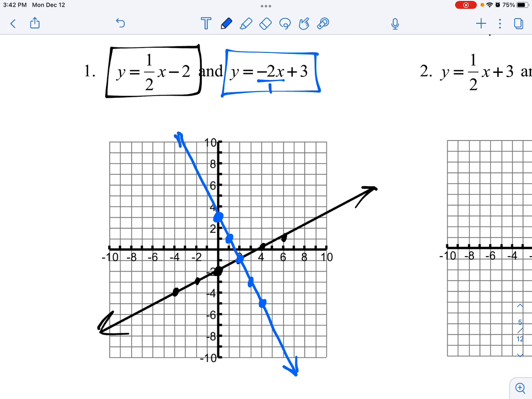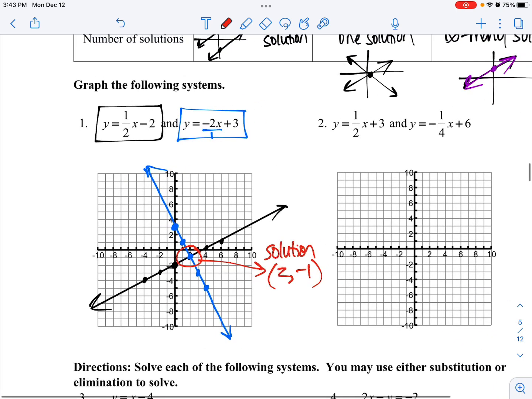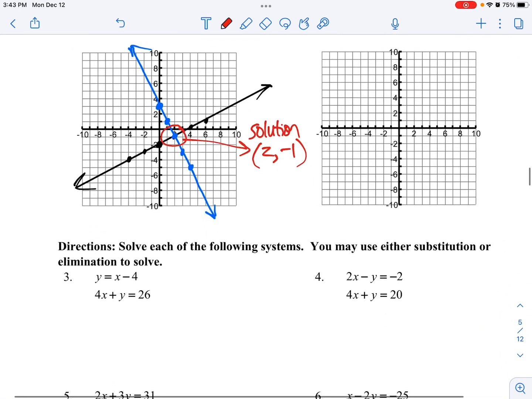Nailed it. And remember that the question is asking me where those two lines touch. So the multiple choice answer you're going to want to pick is (2, -1). That is where those two lines intersect. Okay, number 2, you will do the same way and try and see where they intersect.